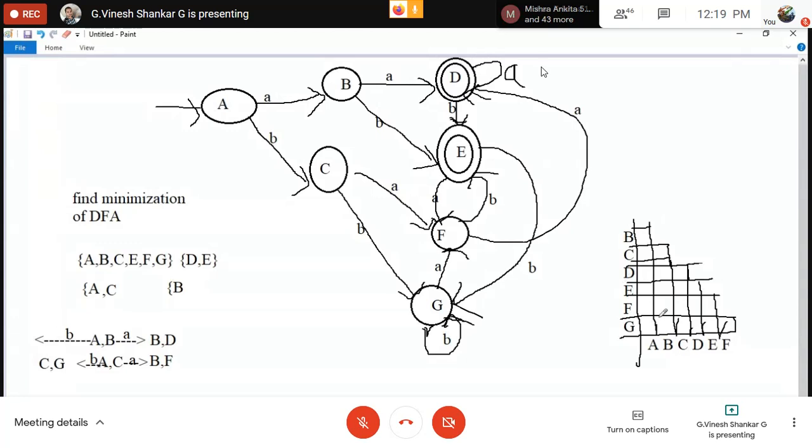Like this. Okay, now start doing. You can check A comma G. A is final, G is also known, that's why we can't do anything. B comma G, B and G both are non-final. C comma G, both are non-final. Okay, right or not? Both are non-final. If both are final or non-final, you have to check. If one is final and the other is non-final, you can put a cross mark. D comma G you can put a cross mark because D is final and G is non-final. Like that. E comma G also you can put a cross mark.